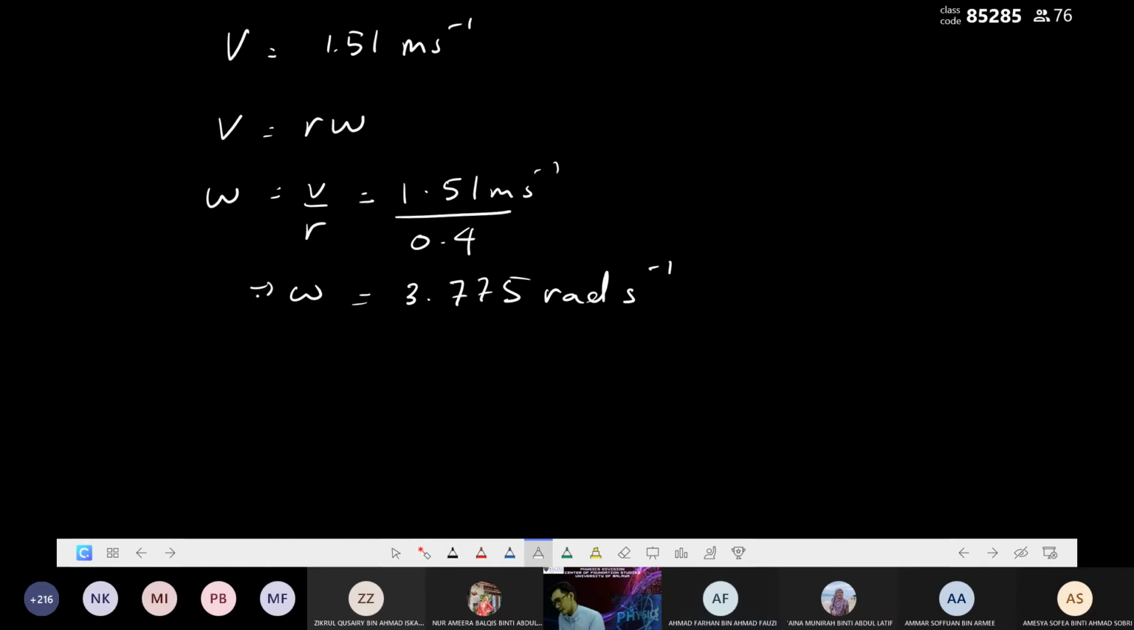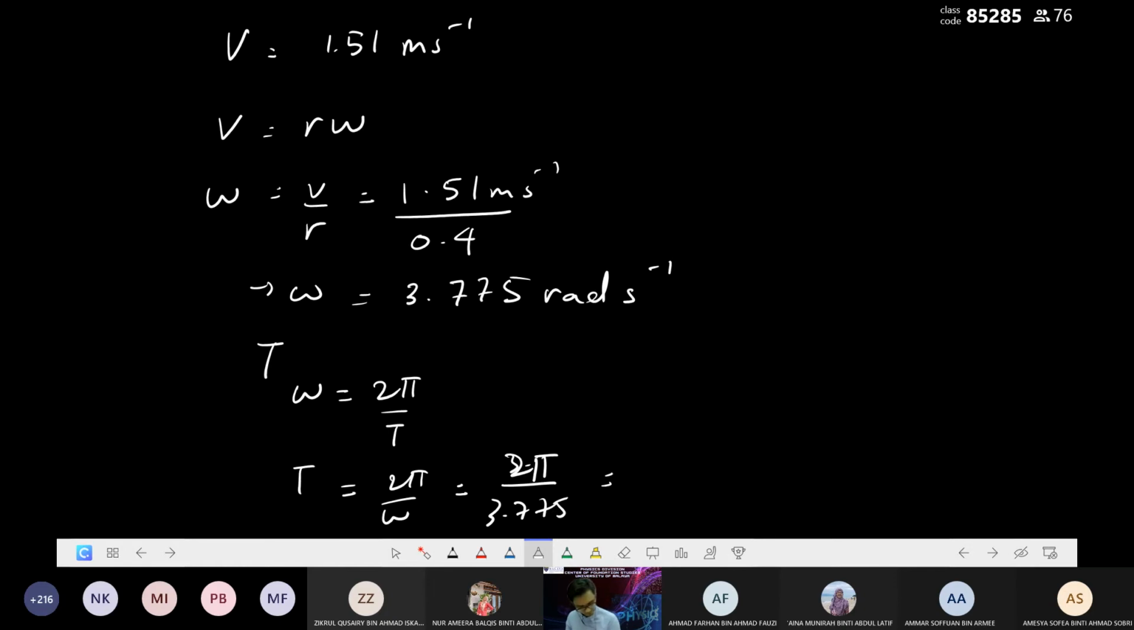Okay, jadi dekat sini macam mana nak cari T? Omega is equal to 2 pi over T kan? Then T is equal to 2 pi over omega. Then boleh dapat dah. Dia tak perlu nak guna yang 2 pi square root L cos theta divided by G. Guna tu pun boleh, jawapan yang sama, tapi guna yang ni you lagi nampak mana datangnya the period. So 2 pi divide by 3.775 berapa time dia? 1.66. Unit is seconds.